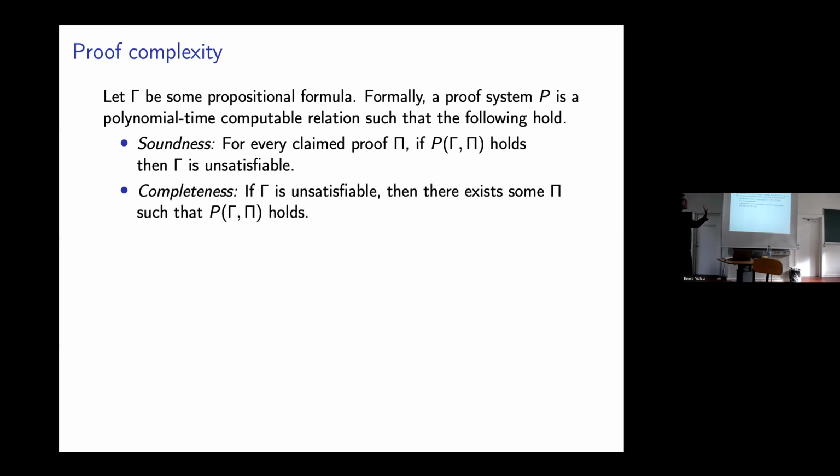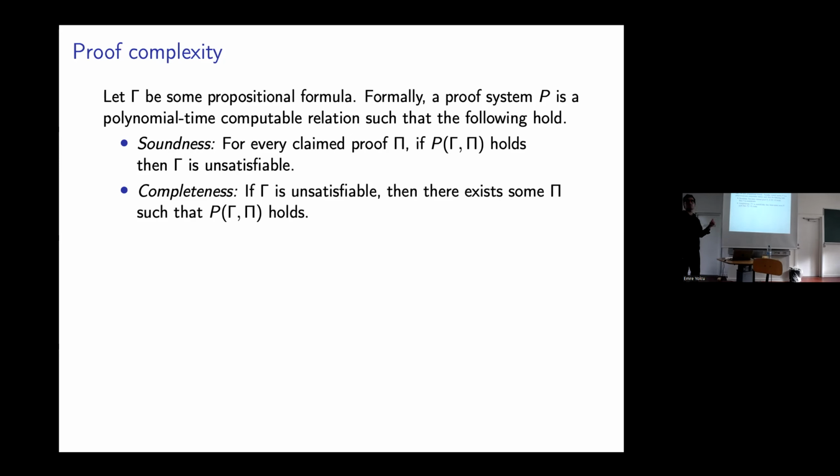This is a formal definition of a proof system. You have propositional formulas, and a proof system is formally a polynomial time computable relation that is sound and complete. Soundness means that if you accept a claimed proof, then the formula is unsatisfiable, meaning that the proof is valid. So you can also think of the proof system as the verifier that checks claimed proofs of a formula.